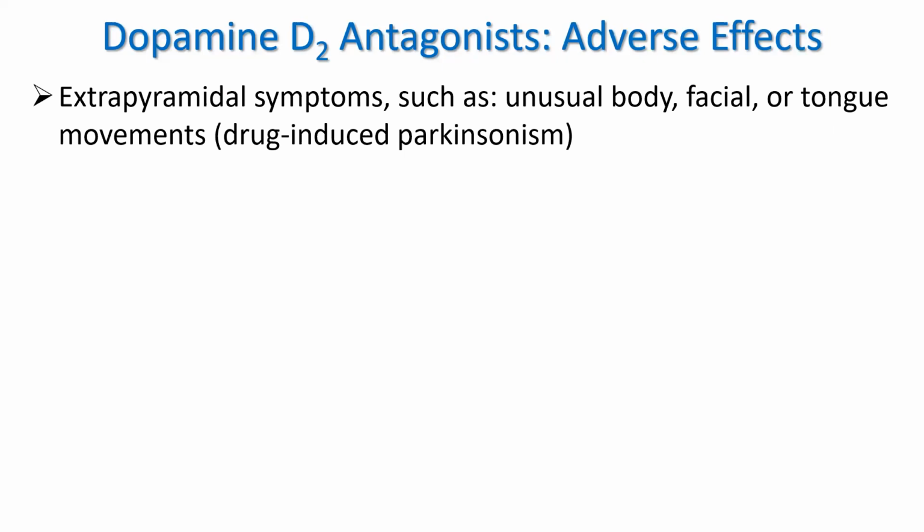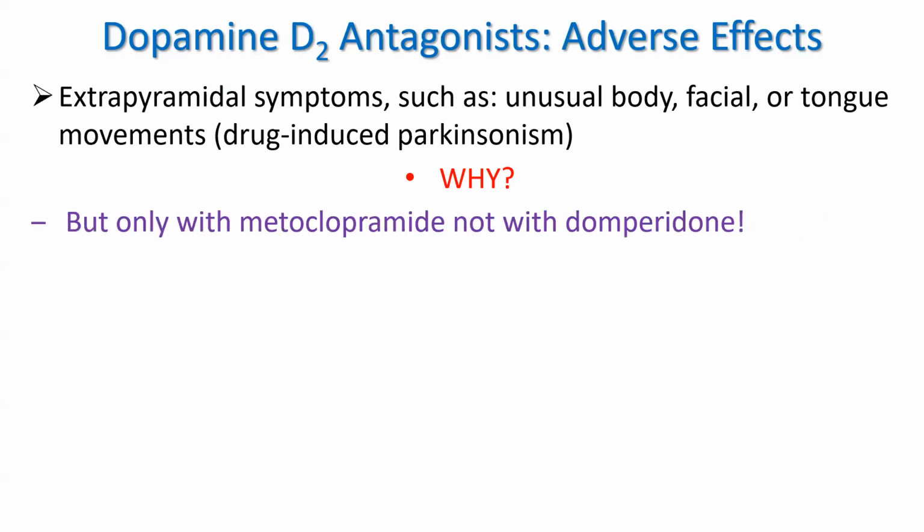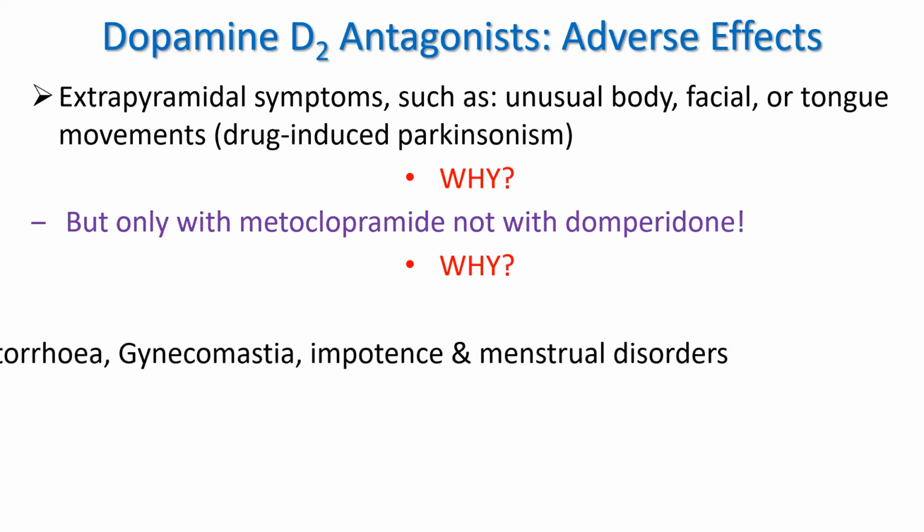So it's drug-induced Parkinsonism. You know why? Because it also will affect the basal ganglia dopaminergic input. So which drug will cause this? Metoclopramide will. Domperidone should not, because it won't go there. Good. Not with domperidone, and the reason is because it doesn't cross. Okay, so we discussed this.